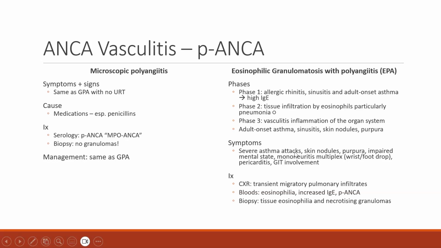Symptoms, we get severe asthma attacks, which is normally what's presenting them in the first place. We get skin nodules, purpura, impaired mental state, mononeuritis multiplex, which is wrist or foot drop, pericarditis, or gastrointestinal involvement. Investigations, chest x-ray, we get transient migratory pulmonary infiltrate, blood eosinophilia, and increased IgE and P-ANCA. A biopsy, we get tissue eosinophilia and necrotizing granulomas.